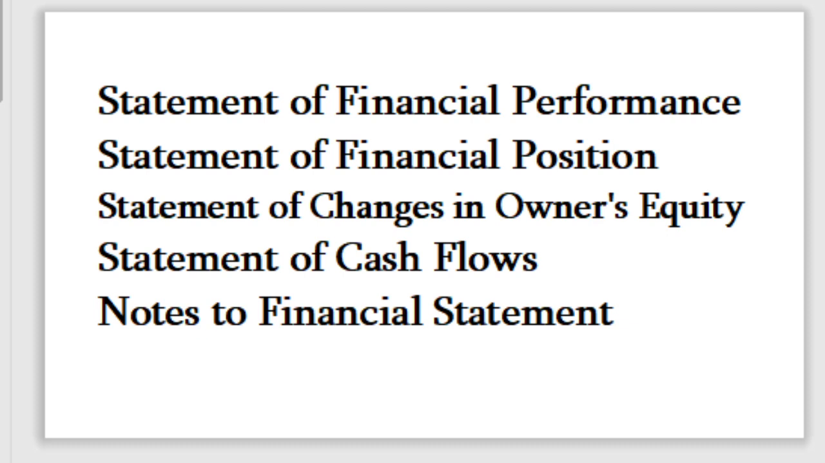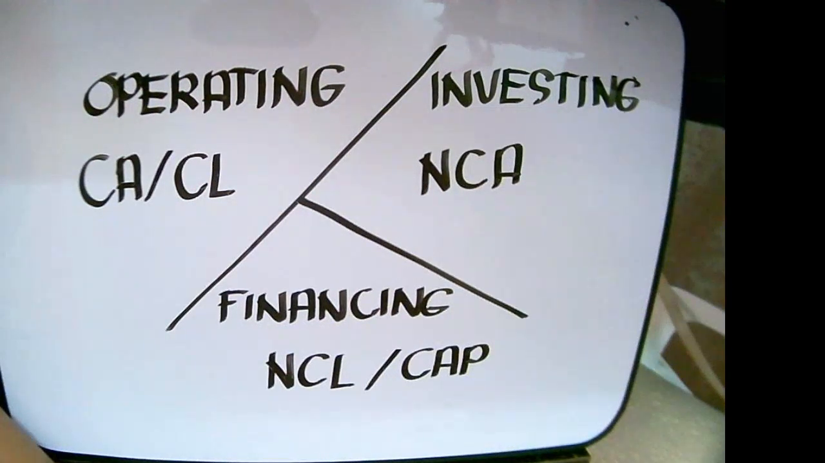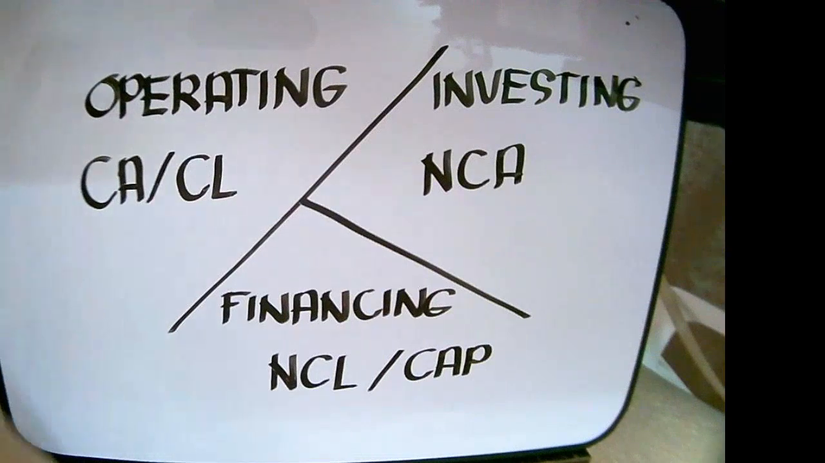So, under statement of cash flows, meron tayong tatlong activities. So, first, we have the operating. Next, we have the investing. And lastly, we have the financing. So, ito yung ating tatlong activities. We have the operating, the investing, and the financing.